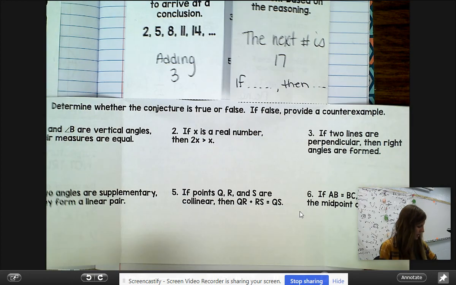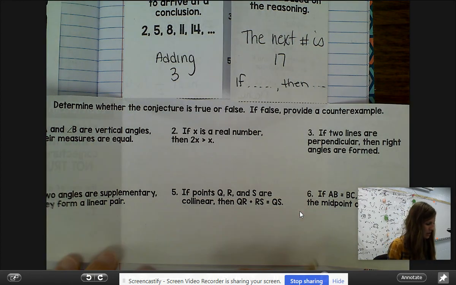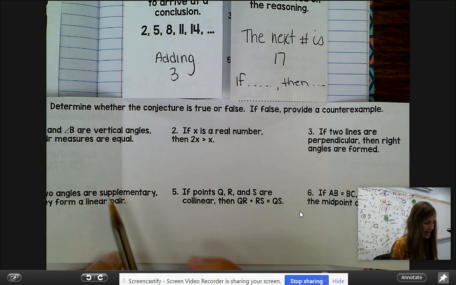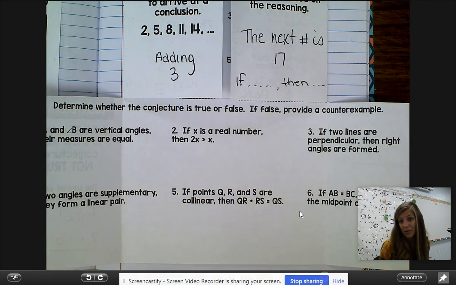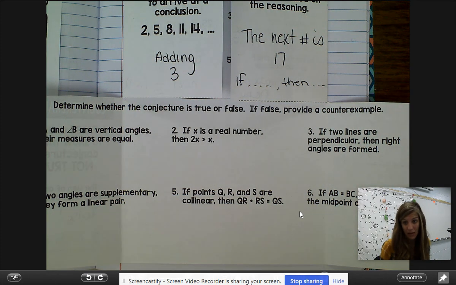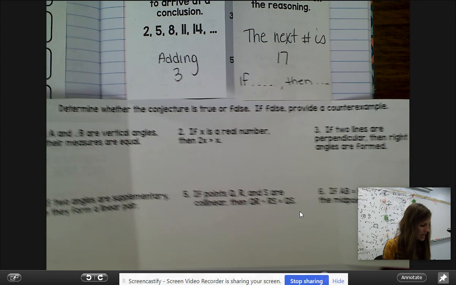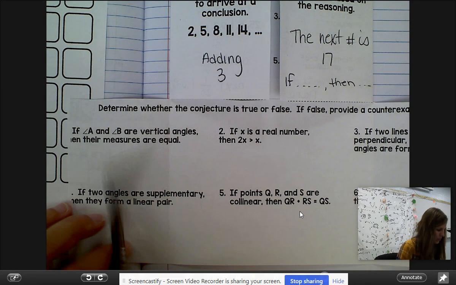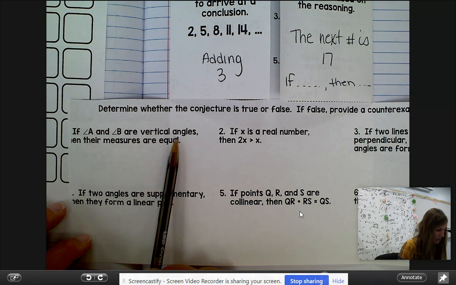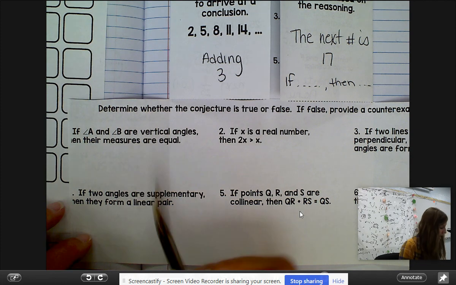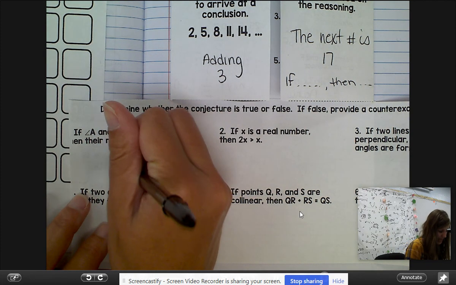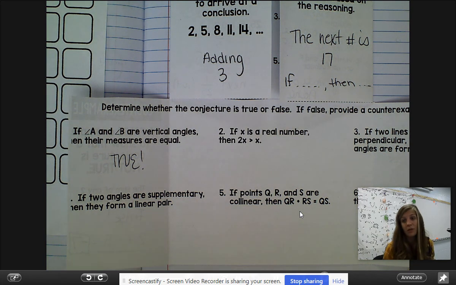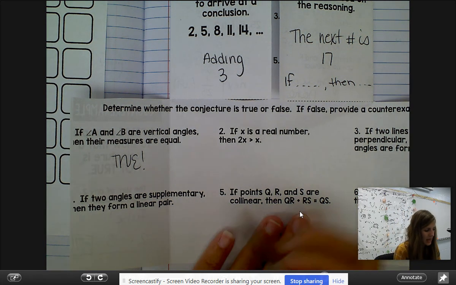Alrighty, so determine whether each conjecture here is true or false. If false, provide a counterexample. Again, this could be a really good one where you maybe pause, try it, and then come back and check. So if you want to pause and try them, then come back. Number one, if angle A and B are vertical angles, then their measures are equal. That is true. That is the definition of vertical angles. So there's nothing that we can do to show that that's false.